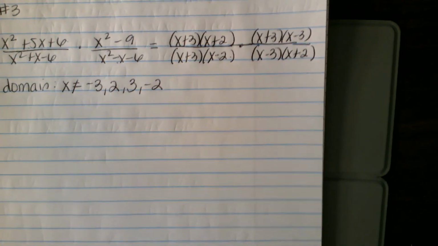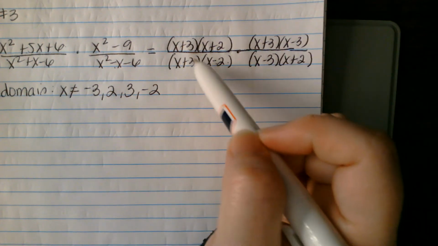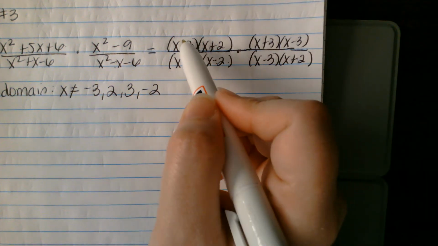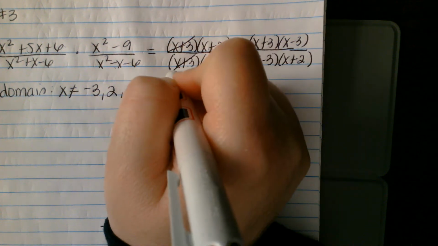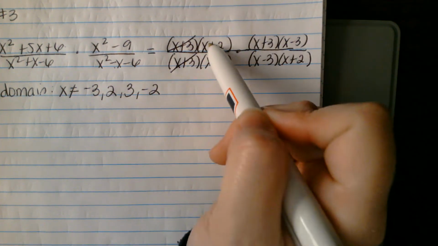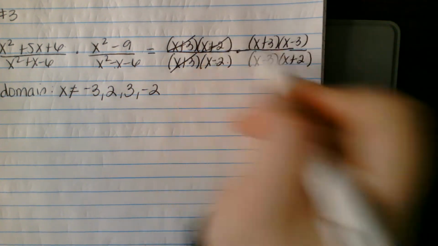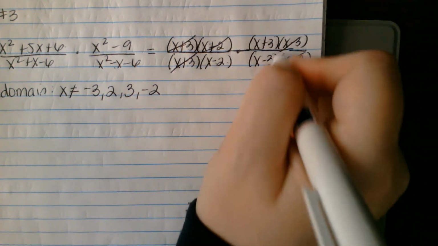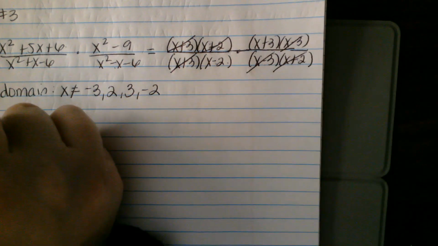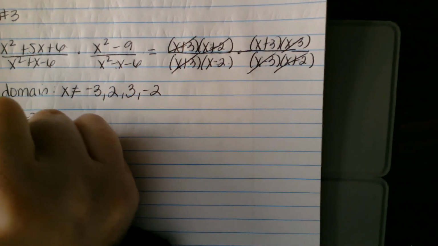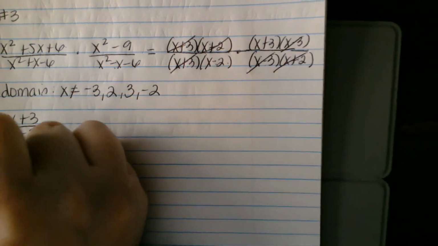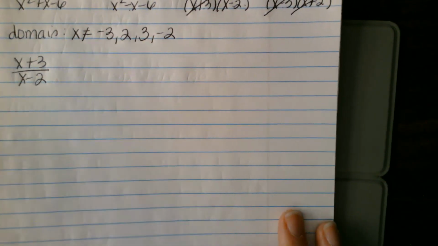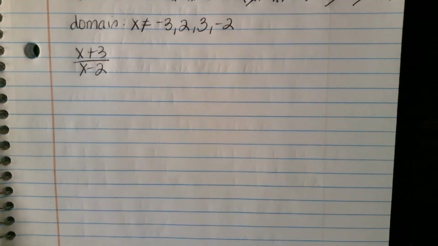Now we can start canceling. So we can put it all together and then cancel, or we can just cancel right here. So I have an x plus 3 in numerator and denominator, so those cancel. We have this x plus 2 and this x plus 2, so those cancel. We have an x minus 3 and x minus 3, so those cancel. And all we're left with is an x plus 3 in the numerator and an x minus 2 in the denominator. Okay, so that's multiplication, pretty straightforward.